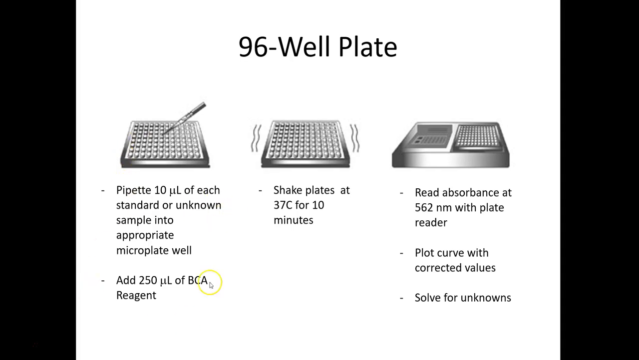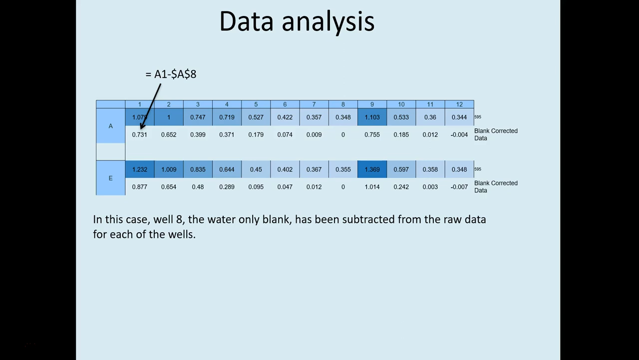We then add the BCA reagent to each one of the wells at the same time. Then we can shake the plates at 37 degrees for 10 to 15 minutes, and we are ready to read the absorbance at 562 nanometers. Once we have the absorbance, we can use those to plot our curves with the corrected values and solve for the unknowns. We're going to go into more detail about the calculations in the next video, but just to quickly recap how you would create your standard curve.